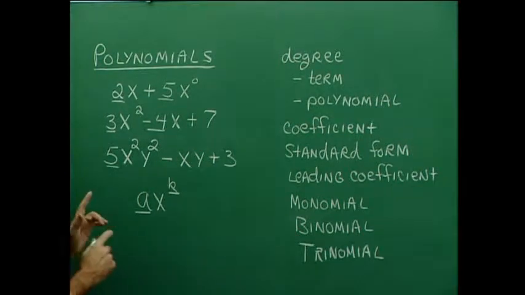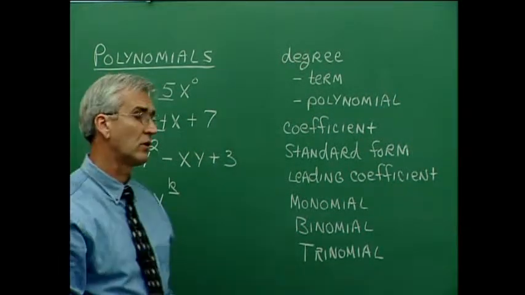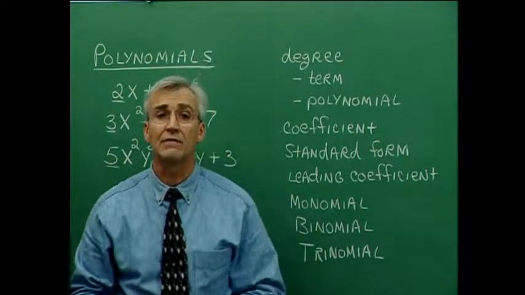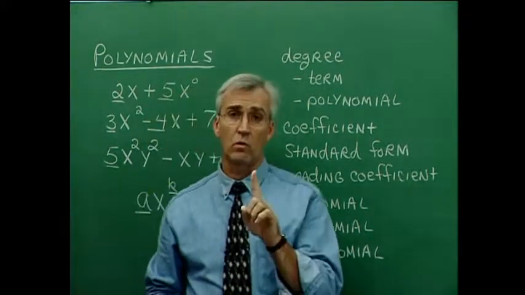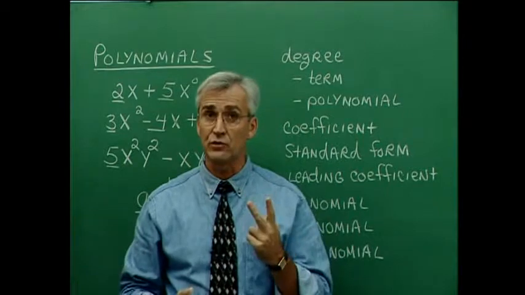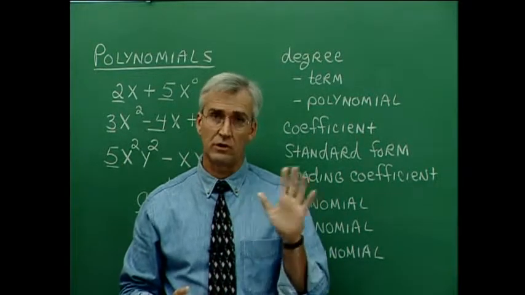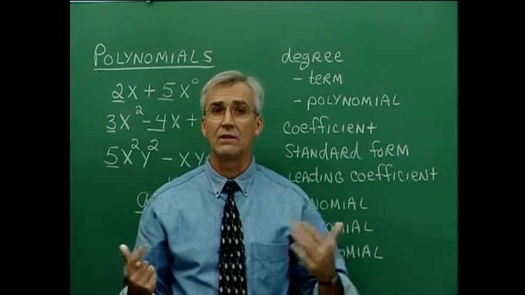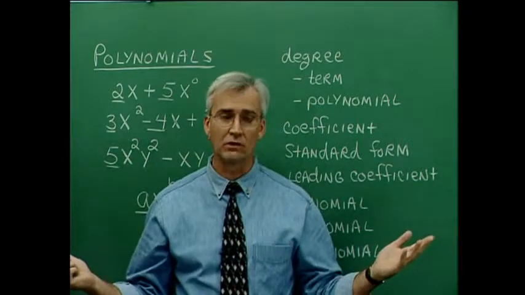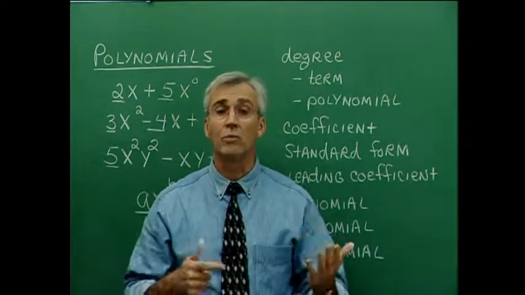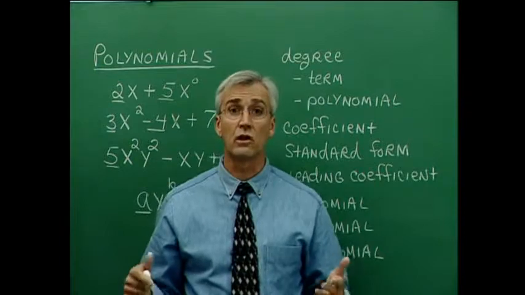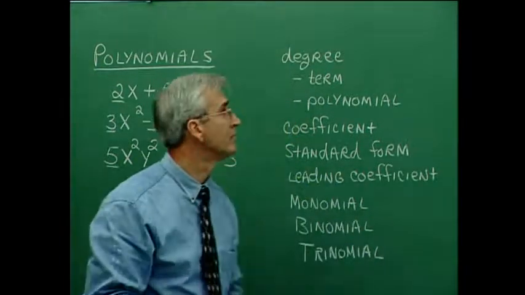There are certain categories for polynomials according to the number of terms that they have. A polynomial with one term is called a monomial. If it has two terms, it's a binomial, and 3 terms, a trinomial. Other than that, they are simply generally polynomials. And in fact, monomials, binomials, and trinomials are also just polynomials as well.